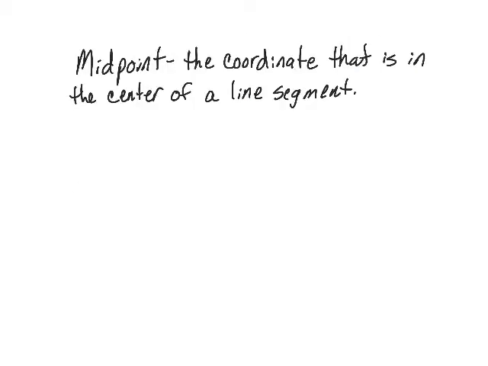Okay, so the second formula is called the midpoint formula. So let's define what a midpoint is. That's the coordinate, so it's a location. It's a coordinate that's in the center of a line segment, so it tells you the coordinate that is right in the middle. So to set this up, again, we have x1, y1, and x2, y2.